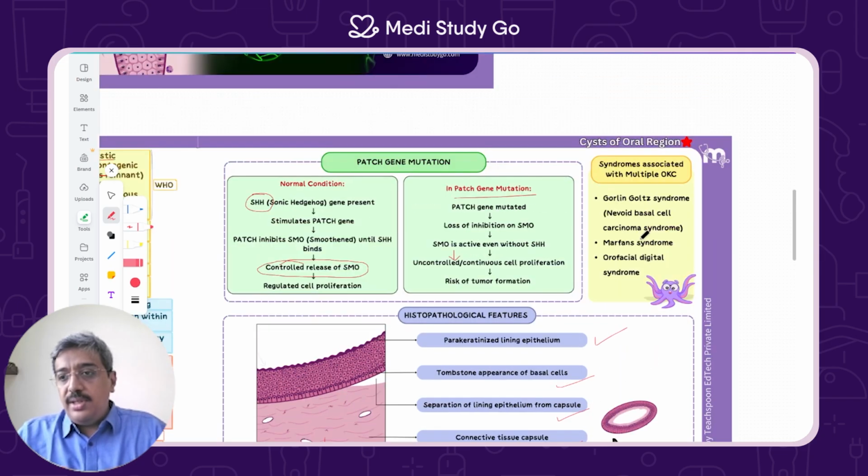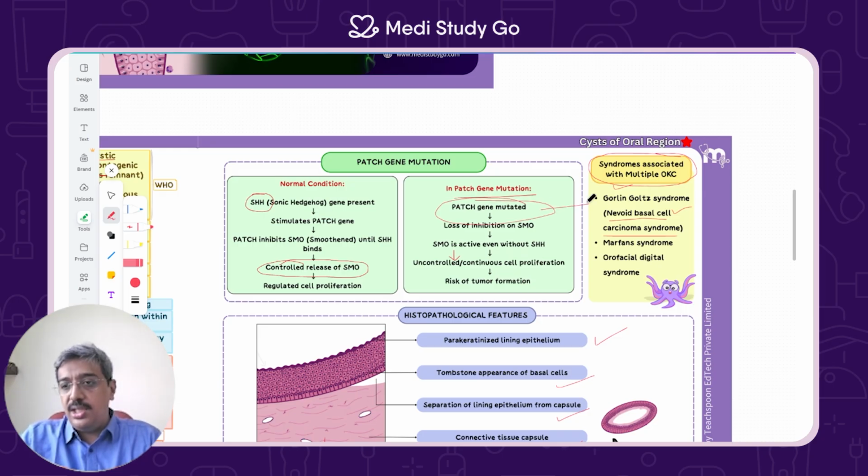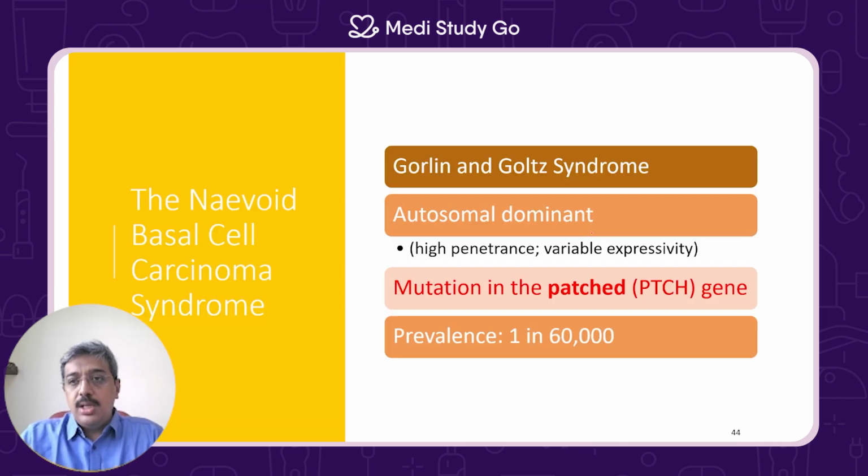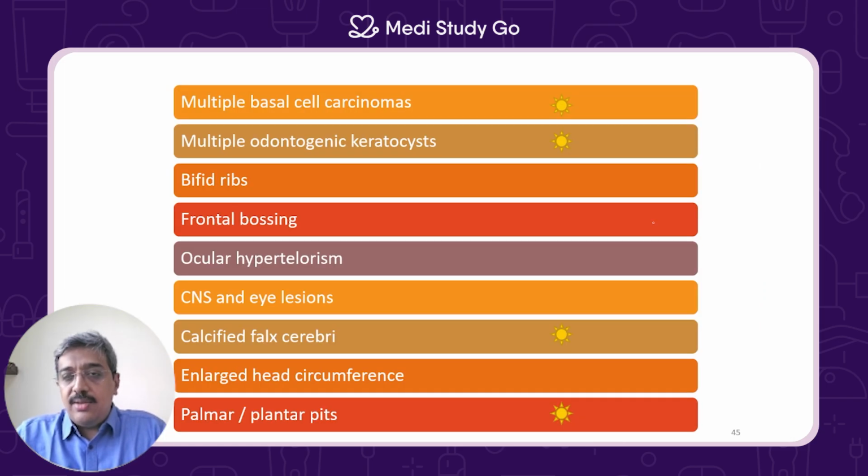So the last component which we need to remember is the syndromes. The most common syndrome is also renamed as nevoid basal cell carcinoma bifid rib syndrome. And this syndrome is mainly because of the PTCH gene mutation that you see. The PTCH gene mutation gives rise to this particular syndromic activity. The syndrome is mainly an autosomal dominant variant, and 1 in 60,000 patients show this case.